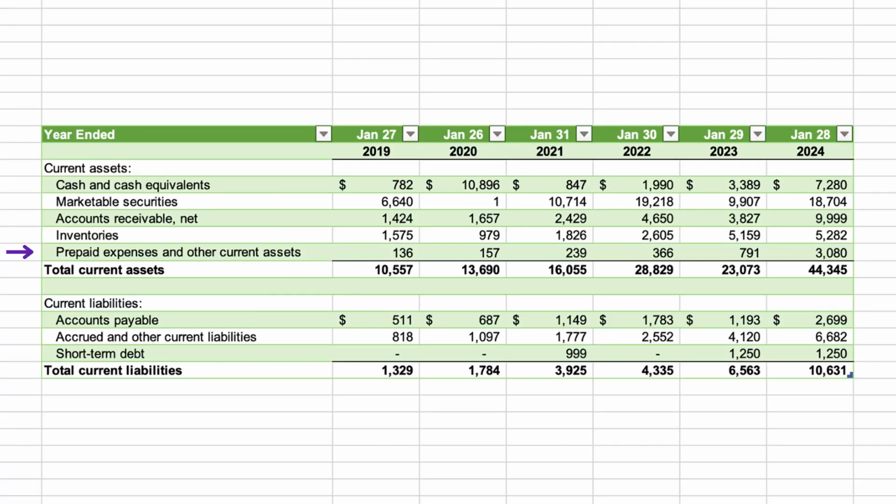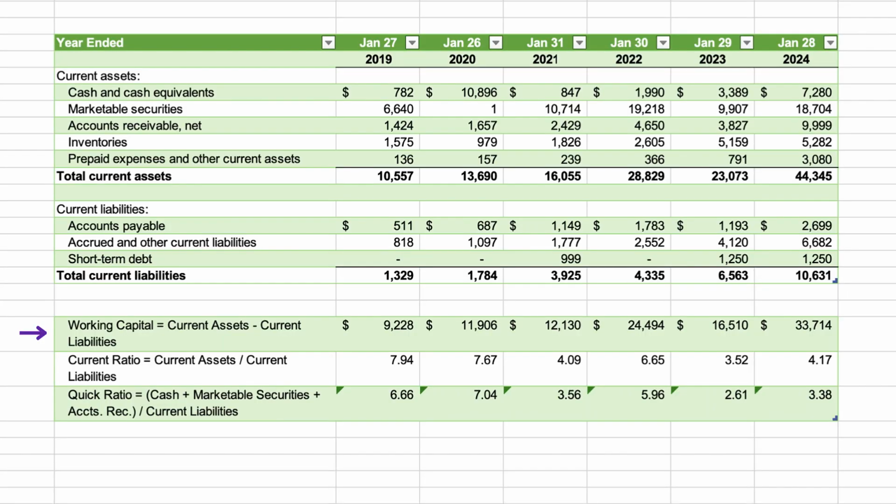And then you have prepaid expenses and other current assets. Those are just a remainder. I'm not going to go too much into it. They just put it there so you know that there are other current assets that can be converted into cash in less than a year. So the total current assets is $44,345.